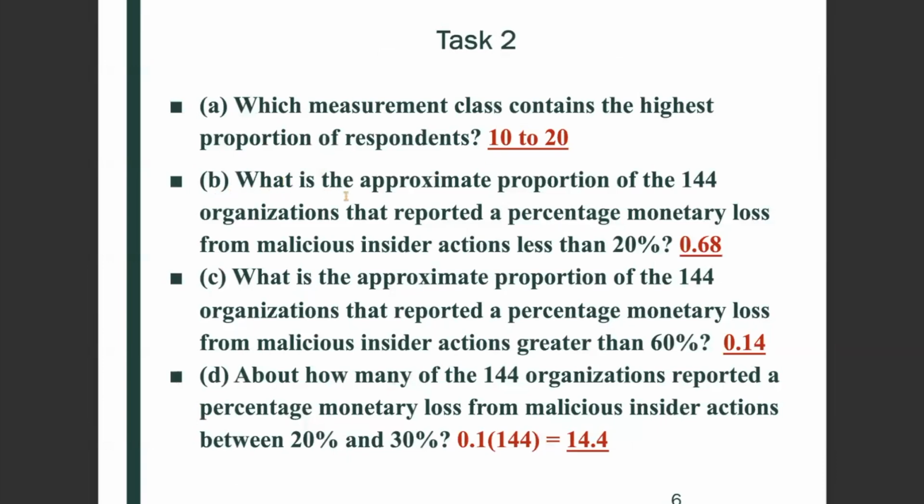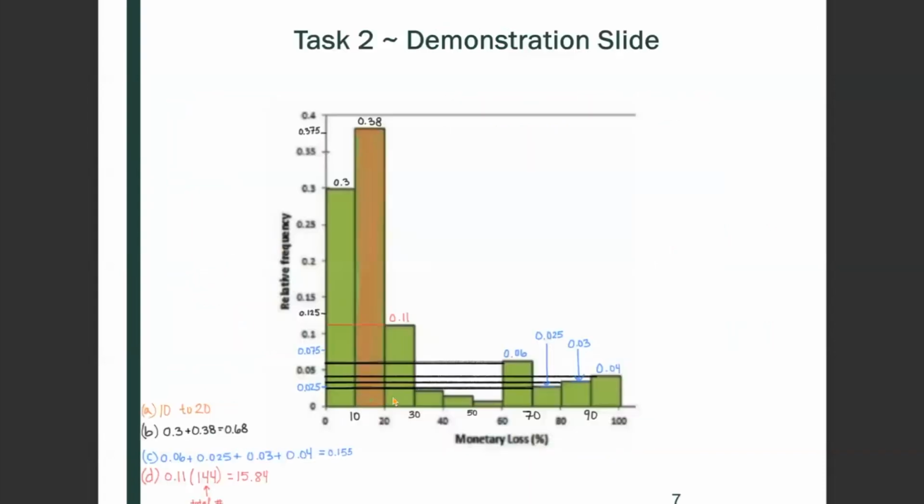Part B is, what is the approximate proportion of the 144 organizations that reported a percentage monetary loss from malicious insider actions less than 20%? So here we have around 20% monetary loss. So we are interested in the relative frequency of the first 2 bins, because the first bin is 0 to 10% monetary loss and the second bin is 10 to 20%.